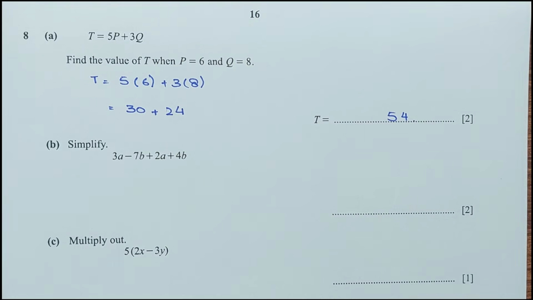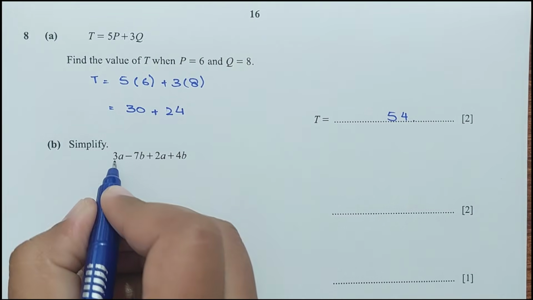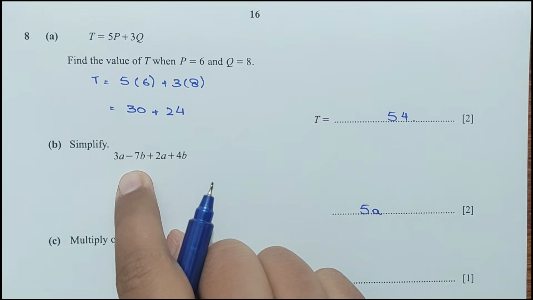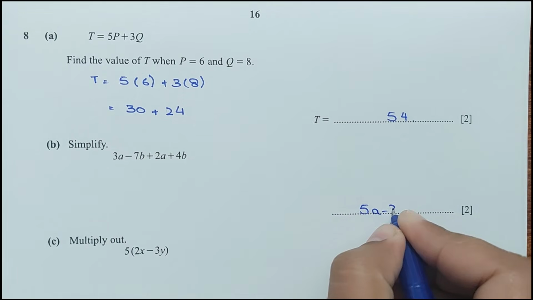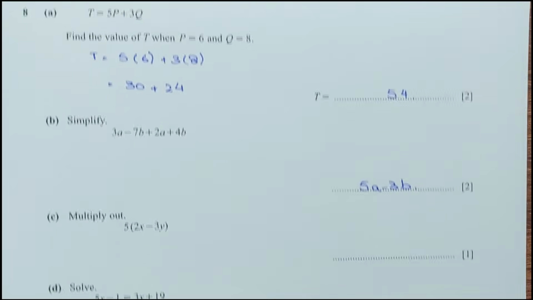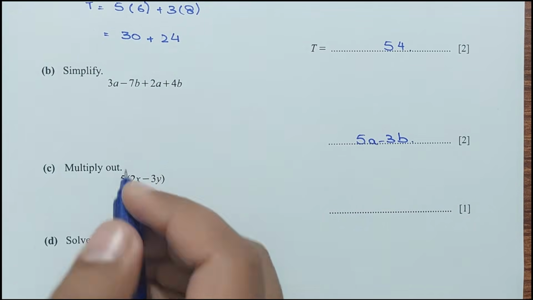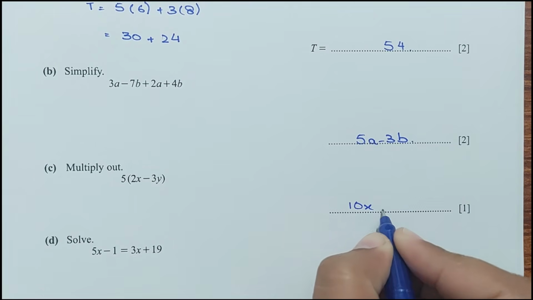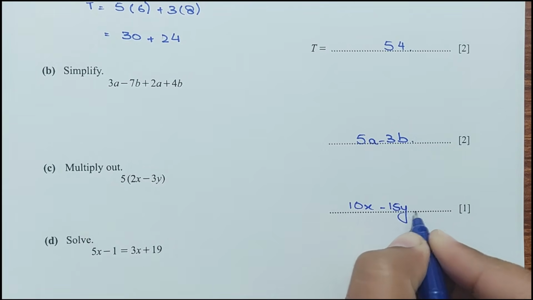Okay. Now for part B, simplify. 3a and 2a would be 5a. And 4 take away 7 is minus 3b. Now for part C, multiply out. 5 times 2 is 10x and 5 times 3 is negative 15y.